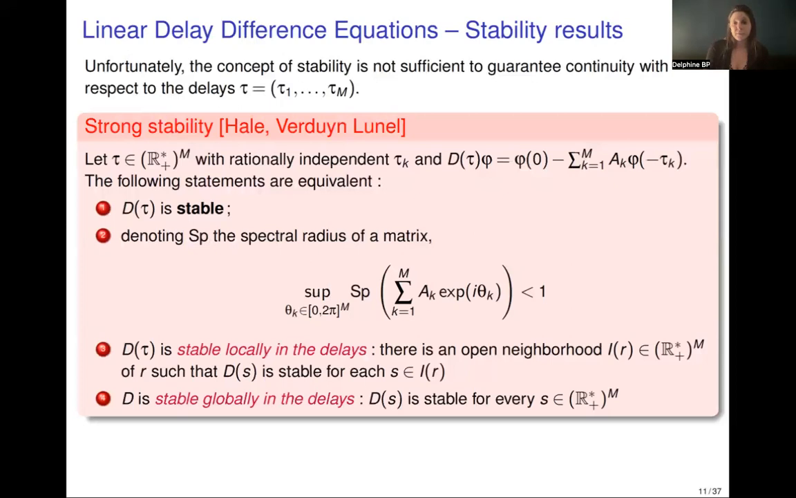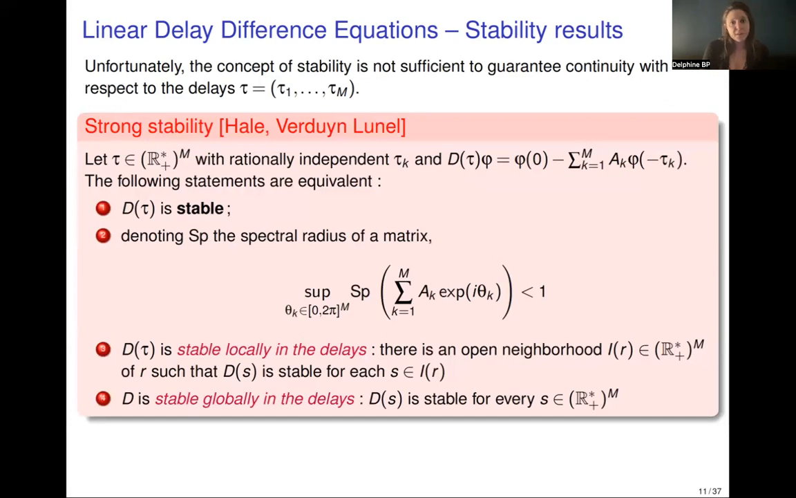So this result only holds for a case where the operator D does not have distributed delays. And for this type of operators in which you don't have distributed delays and the delays are supposed to be rationally independent, so here comes my previous assumption that this is not something which is very restrictive.